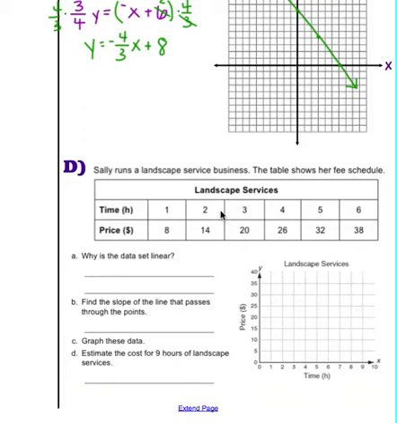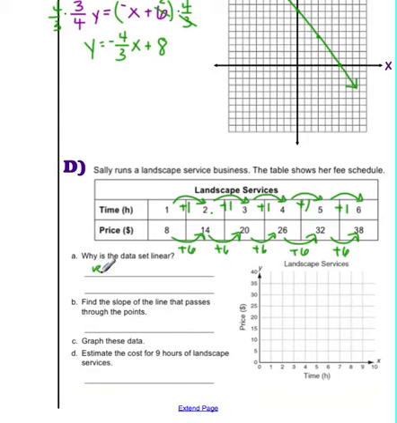Well, if we take a look here, from 1 to 2, this is plus 1, 2 to 3 plus 1, 3 to 4 plus 1, 4 to 5 plus 1, and 5 to 6 plus 1. And then 8 to 14 is plus 6, 14 to 20 is plus 6, 20 to 26 is plus 6, 26 to 32 is plus 6, 32 to 38 is plus 6. So we can say that this data set is linear because the rate of change is constant.